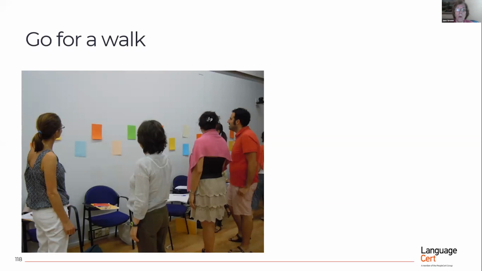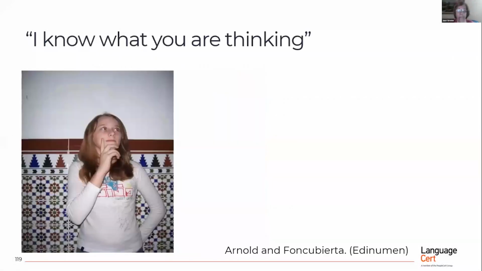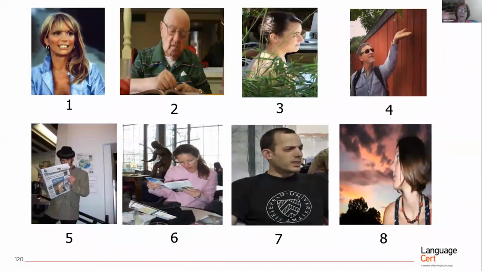I also like doing what I call "go for a walk." If my classroom allows it, I put things up on the wall for them to walk around and look at. Like our activity we talked about a minute ago about making errors in language learning. And one activity is this: "I know what you are thinking." Here I put a series of images upon the walls of people doing different things in different situations. And then I have them walk around and, without telling anyone which one they choose, choose one and decide what this person might be thinking at that moment. Then they sit down and they say their sentences and the class tries to guess which one.